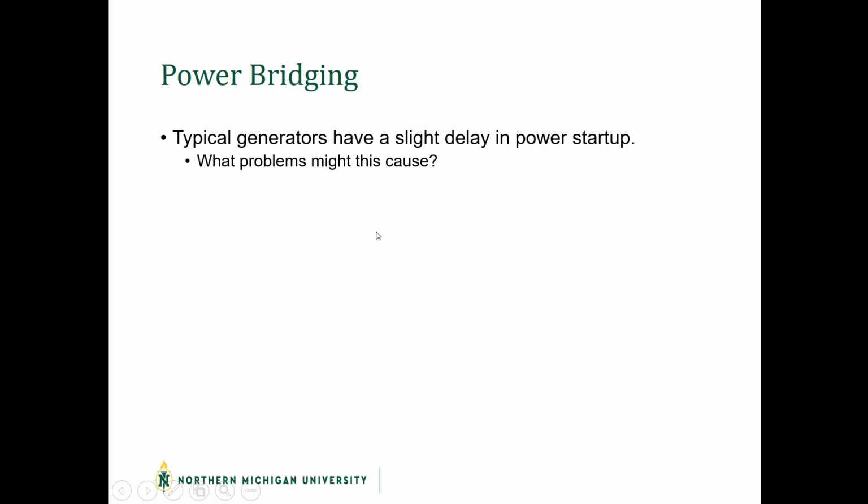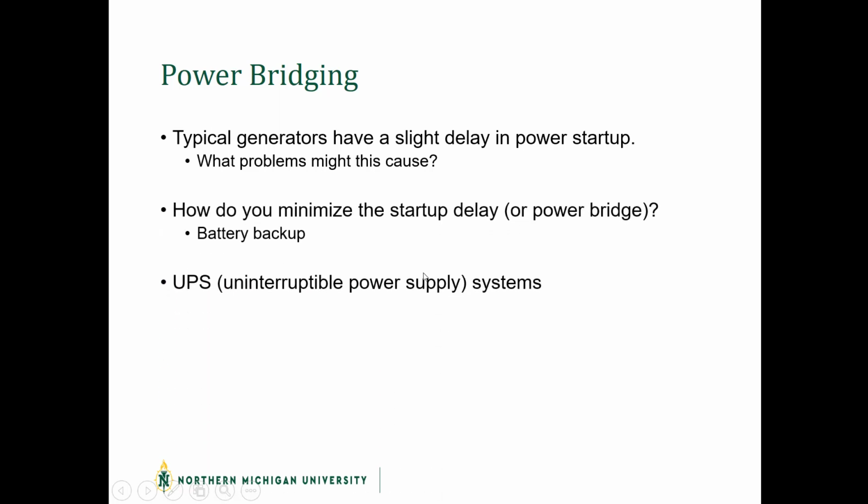Power bridging is an important concept when it comes to power generation and safety measures. Typically, when we have a power outage, generators have that slight delay in power startup, so we can have a lot of problems that come up with it. So I always like to use examples of healthcare and hospitals. If we have people who are on life safety measures and power goes out, we can't have those life safety measures stopped. So we need to be able to bridge that gap. We do it in a couple different ways. We use different battery backup items, or we use UPS, so uninterruptible power supply systems.